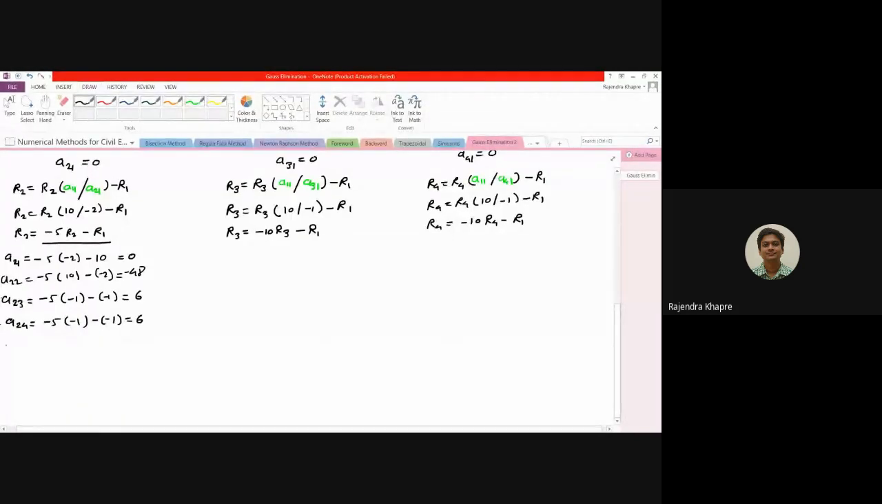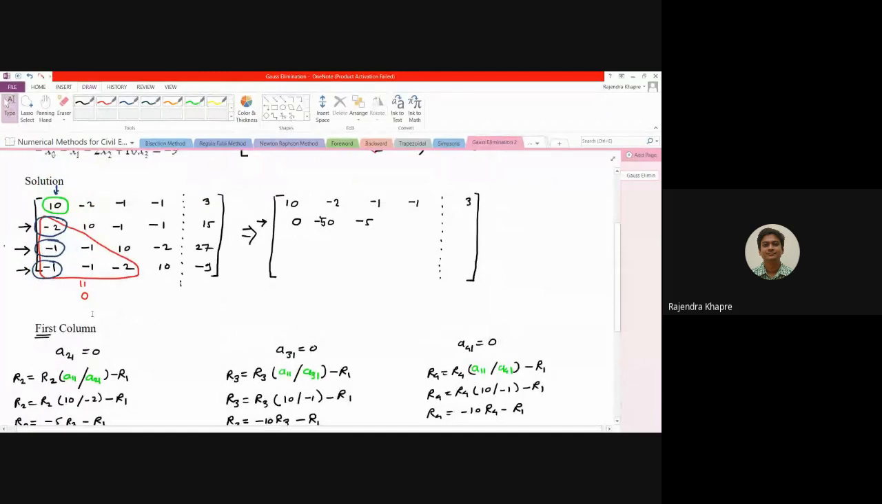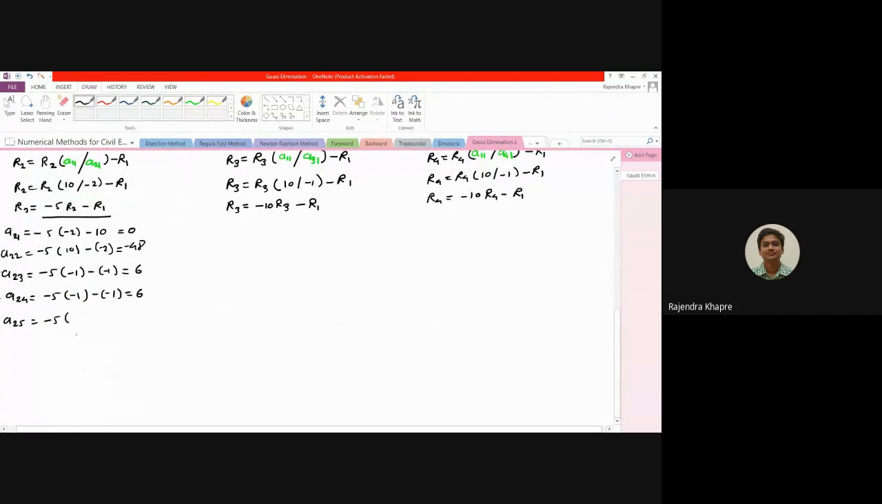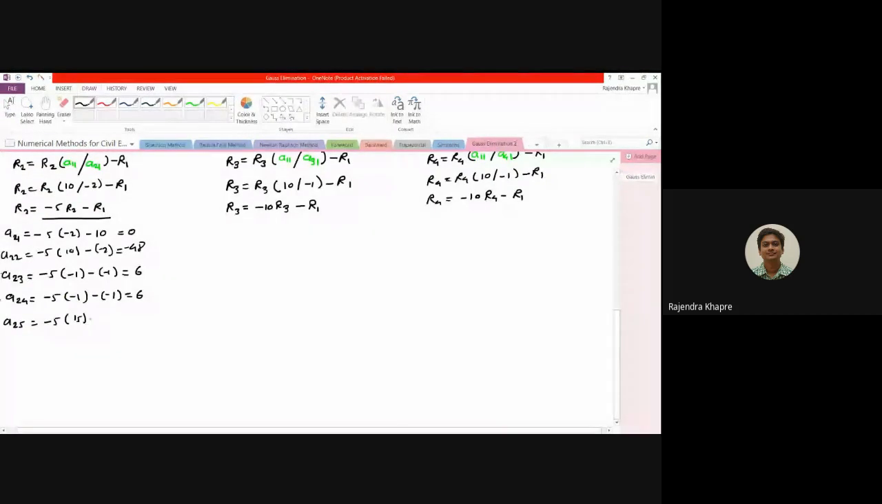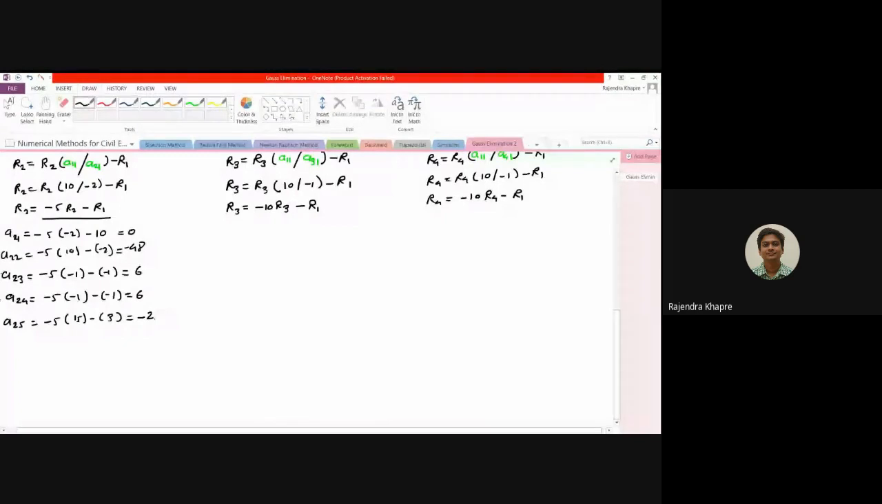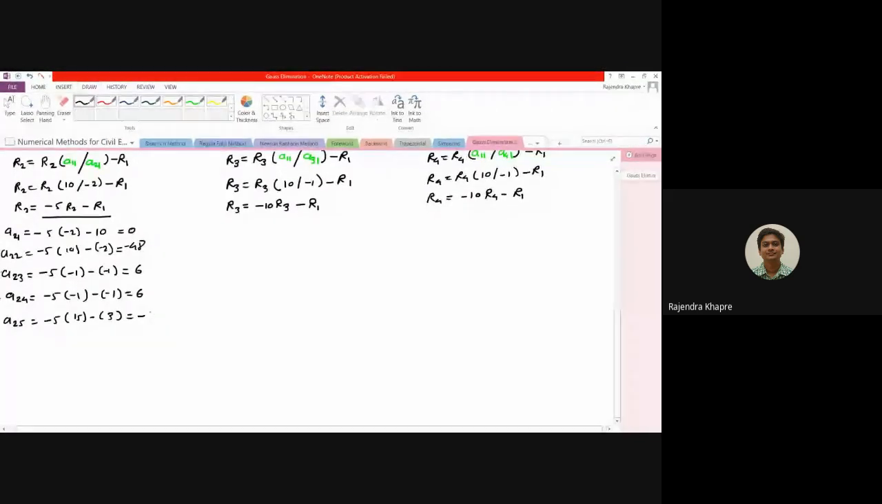Okay, and when I operate on a25, that is the last one, this will be 5 into, so here you have 15 and above you have 3. Okay, so this will be 15 minus 3. How much is this? Minus 78. Okay.